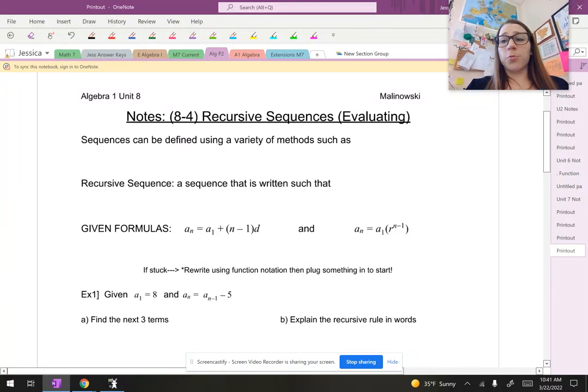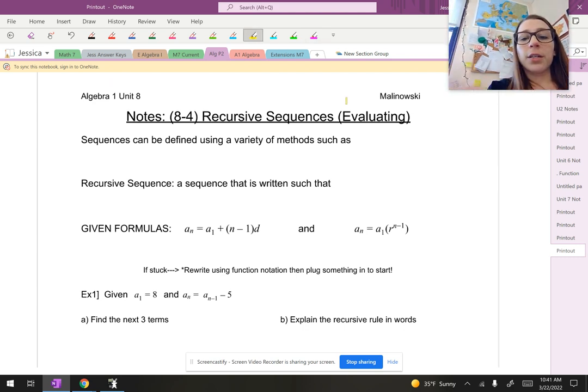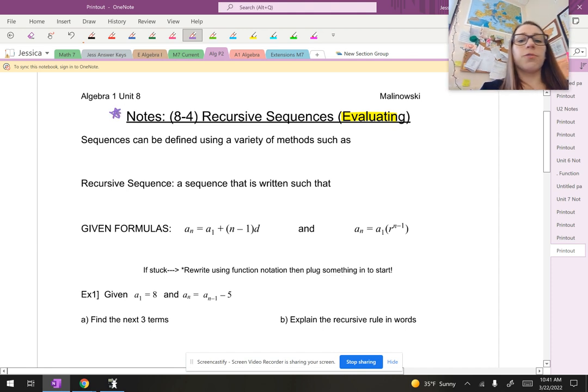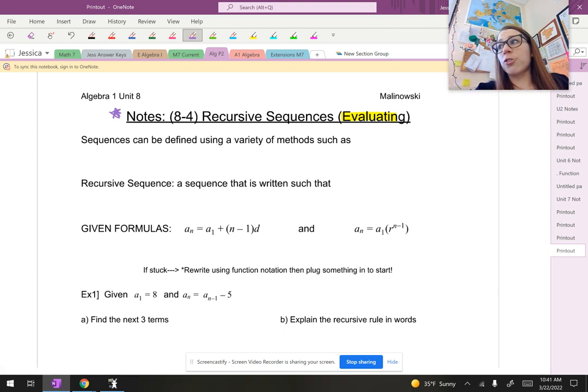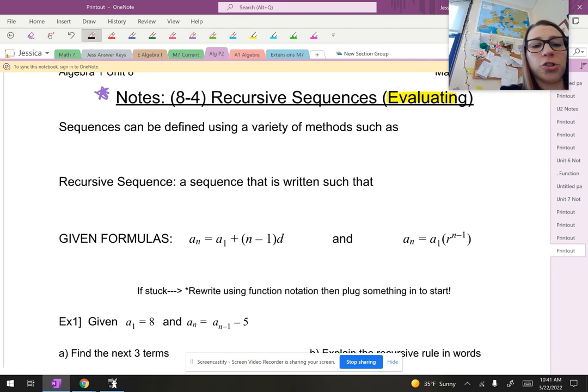All right, algebra students, we have notes for 8-4, recursive sequences, focusing on evaluating. So out of the next two lessons that deal with these recursive sequences, this one is the most important one. It will show up on your Regents exam in one form of a question, like one multiple choice or one 2-point question.